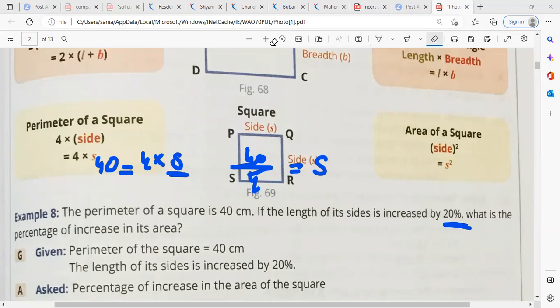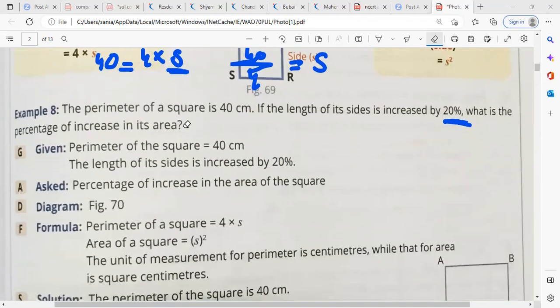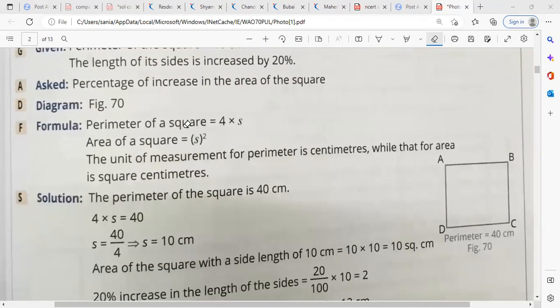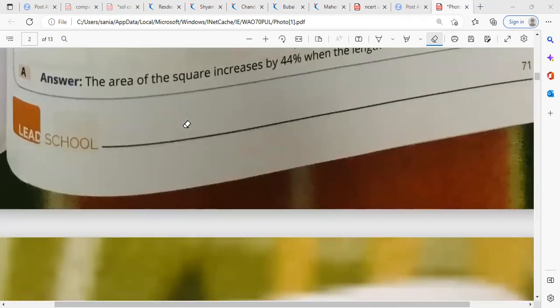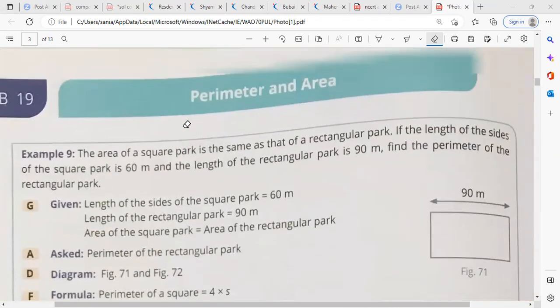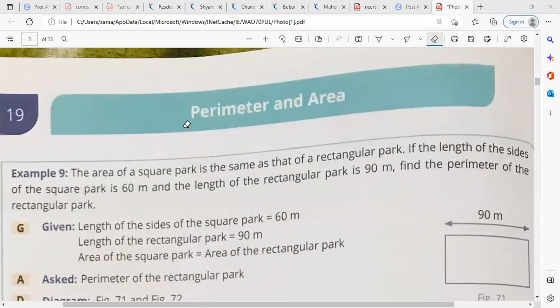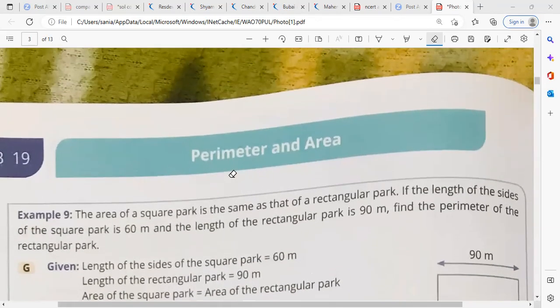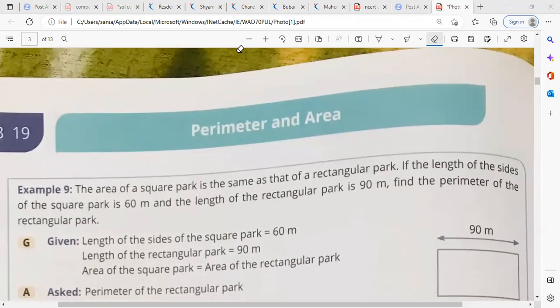Yes, ma'am, done. Okay. Now I hope you got it, right? Yes, ma'am. Okay. Now coming to the next one. Over here, you have to find the perimeter. Can you do it? Read it. Yes, ma'am. Do it. Then tell me what is your answer.